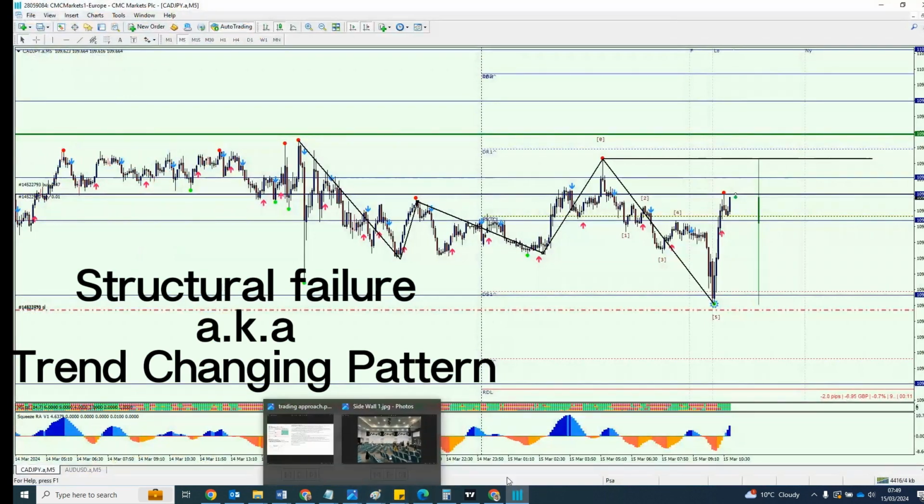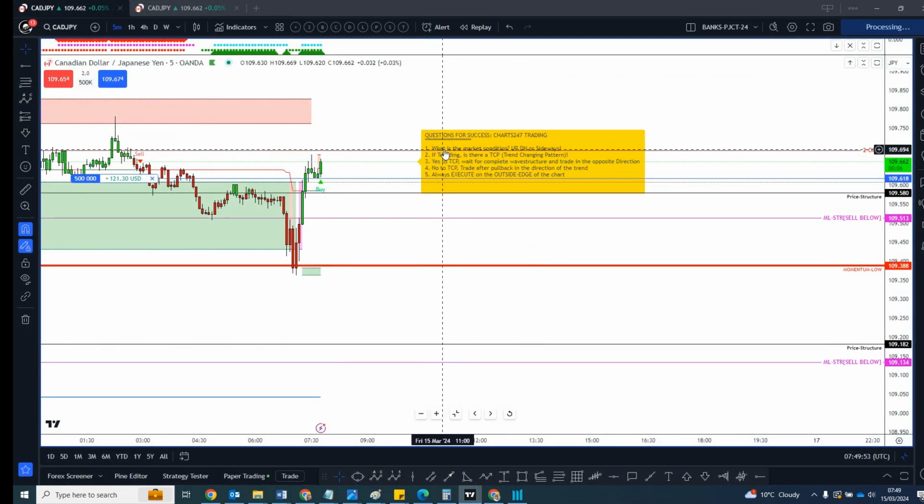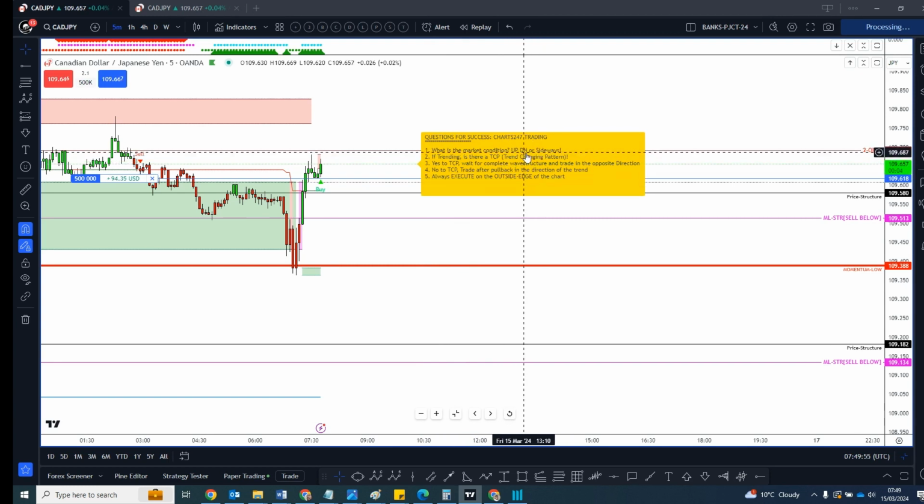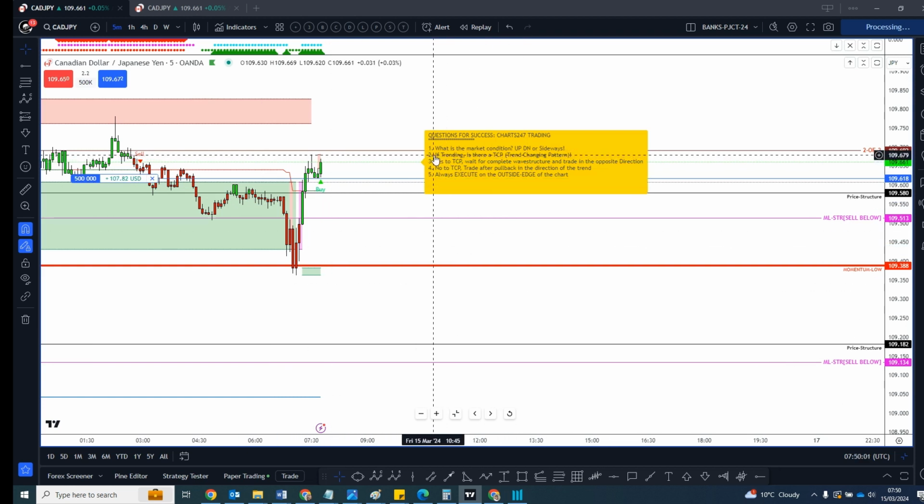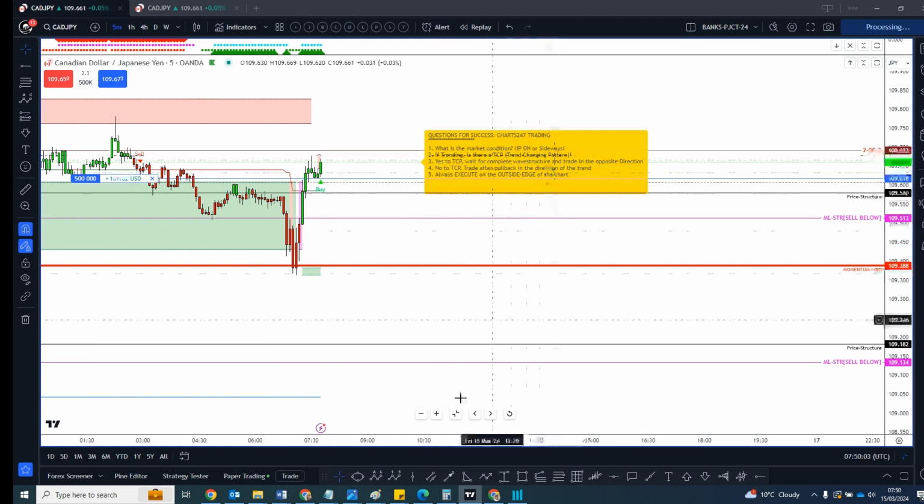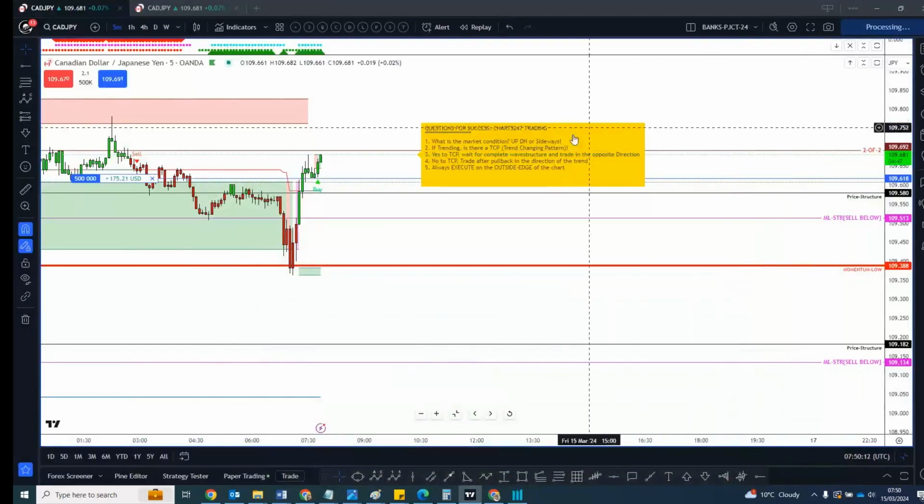Let me show you something. This is the question for success here. We ask ourselves, what is the market condition? Up, down, or sideways? As we can see, during that consolidation, that is a downtrend. And if we have a trend changing pattern, which we did have, this is a trend changing pattern. It failed to make a lower low, then it made a higher high. That's a trend changing pattern.